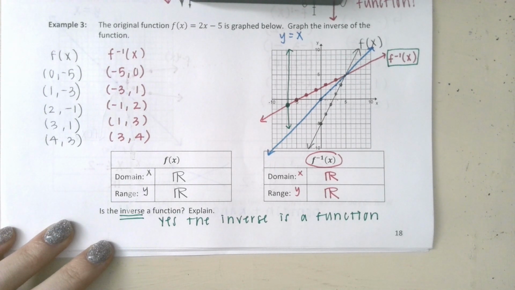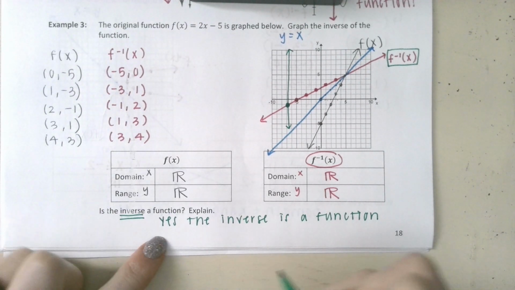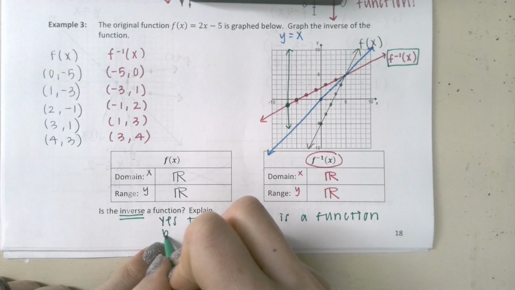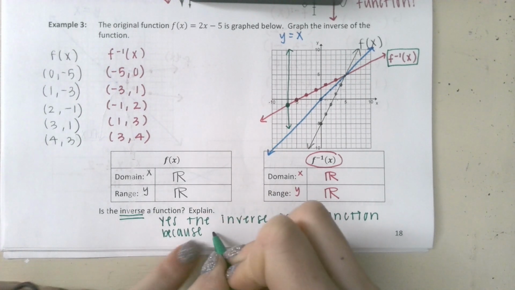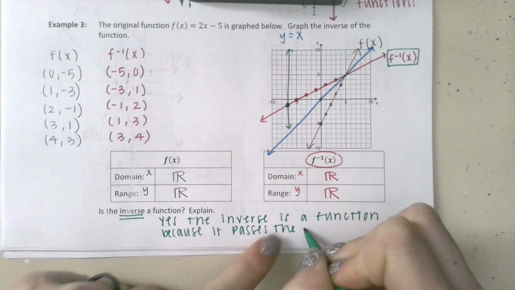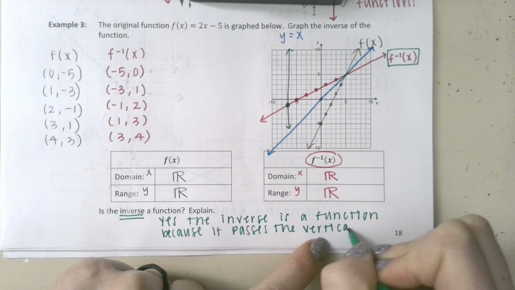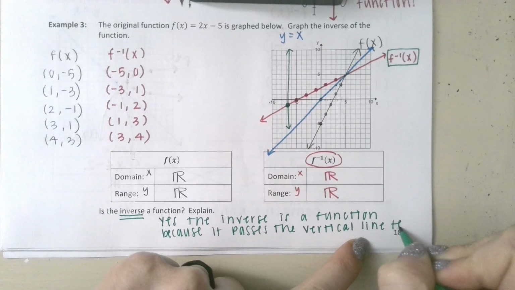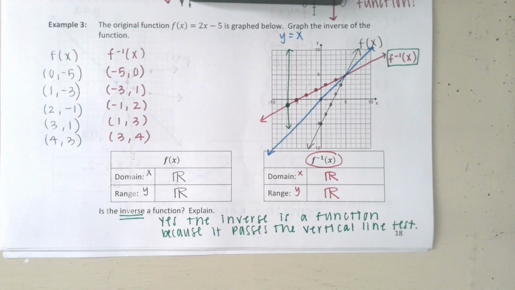And for our explanation, we just need to say that we used the vertical line test and it only crossed once. So I'm going to say, yes, the inverse is a function because it passes the vertical line test. Your explanation might look a little bit different than mine here. You could say that the inverse is a function because when I drew in the vertical line, it only crossed once, but make sure you're saying something about how you used this vertical line test.